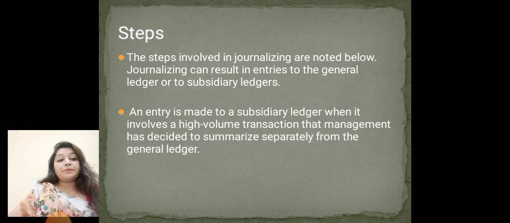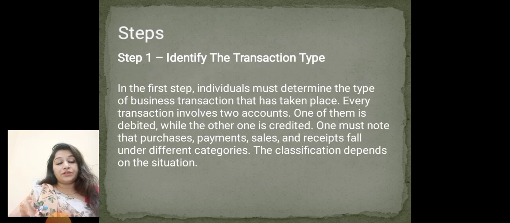Next are the steps involved in journalizing the transaction. The steps involved in journalizing are listed below. Journalizing can result in entries to the journal ledger or to a subsidiary ledger. An entry is made to a subsidiary ledger when it involves a high volume transaction that management has decided to summarize separately from the general ledger.